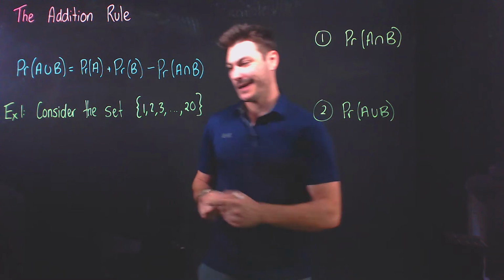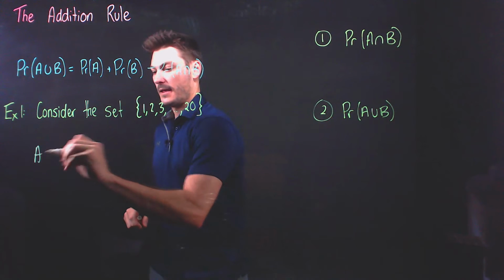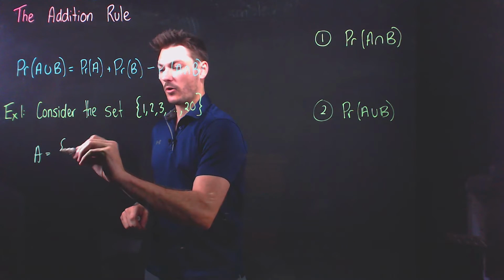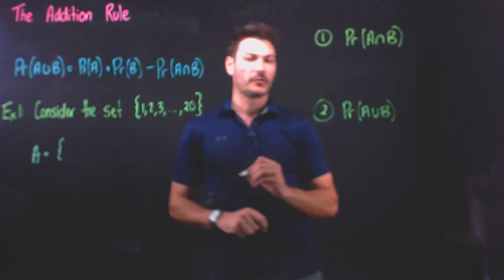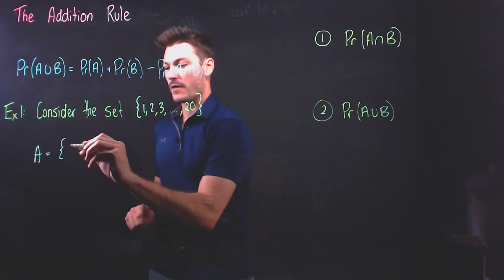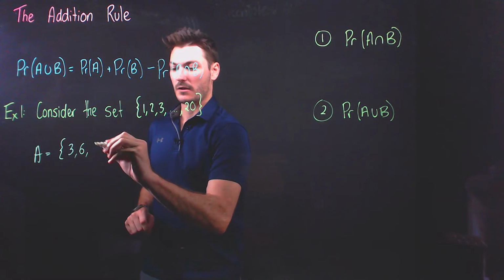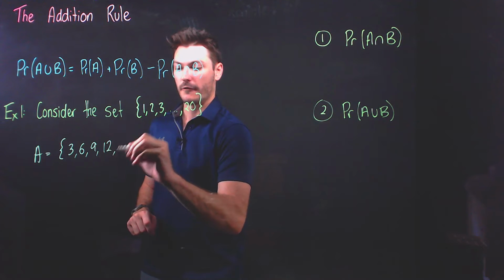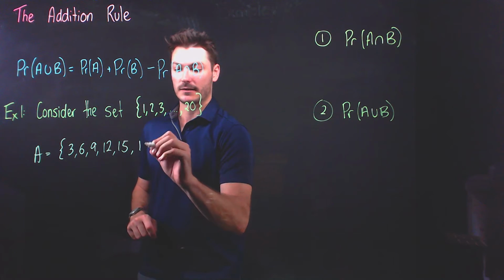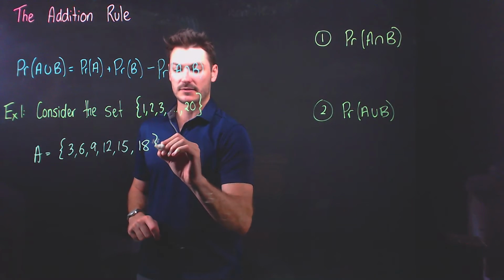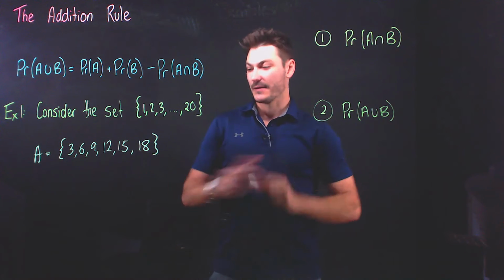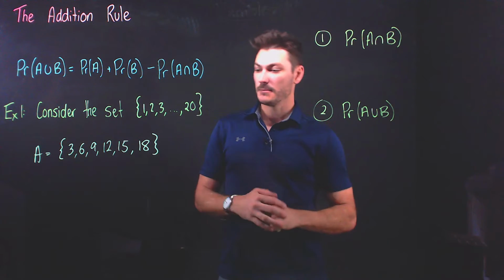Let set A be the set of all multiples of 3. Okay, so we're going to have 3, 6, 9, 12, 15, and 18. The next one being 21, which is outside my original set, so I can't have a subset bigger than 18.